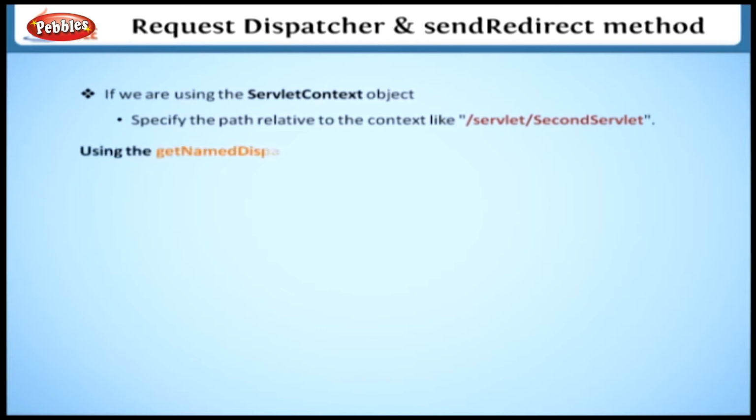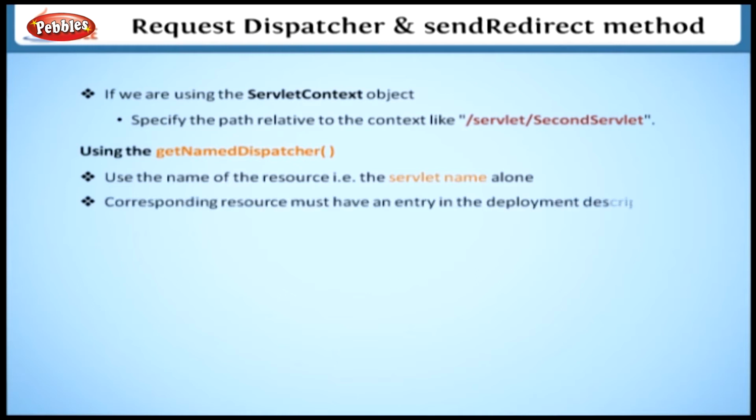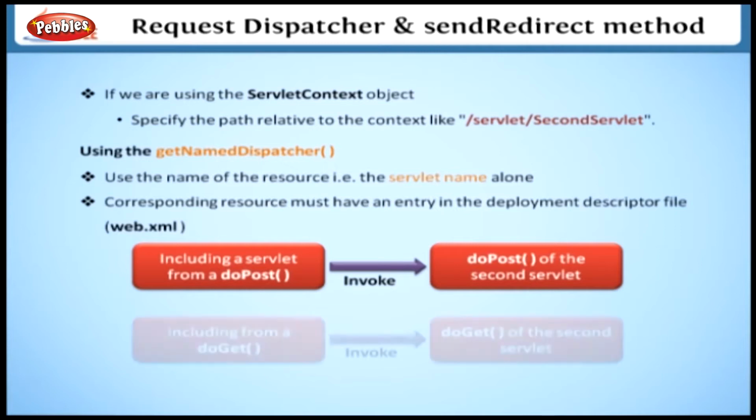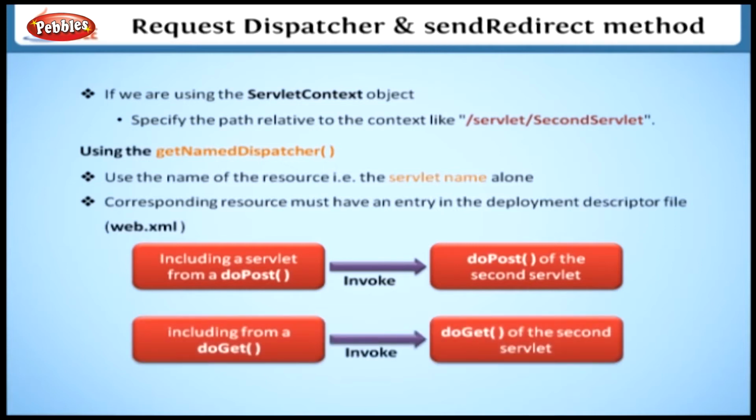The third one is to use the getNamedDispatcher method. Here, we use the name of the resource, i.e., the servlet name alone. To use this method, the corresponding resource must have an entry in the deployment descriptor, i.e., the web.xml file. Remember that if we are including a servlet from a doPost method, the doPost method of the second servlet will be invoked. Likewise, if we are including from a doGet method, the doGet method of the second servlet will be called.